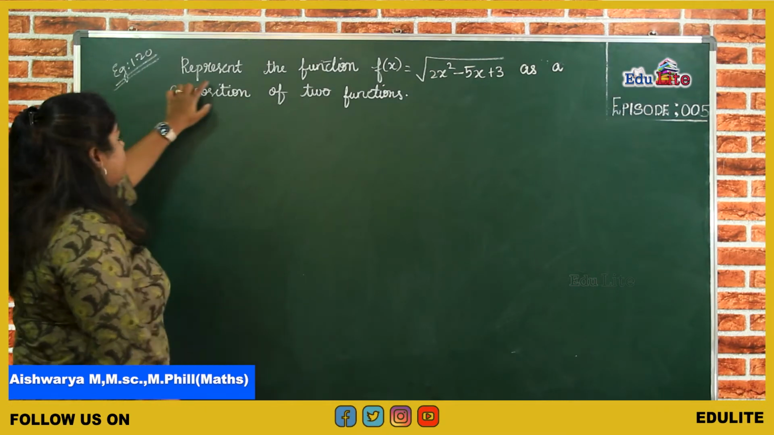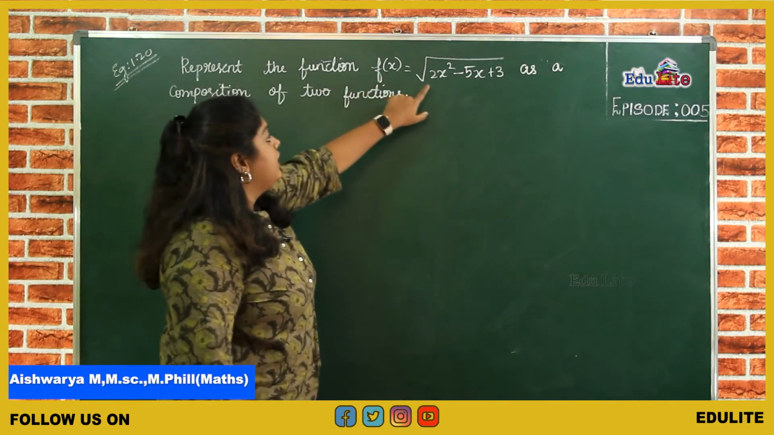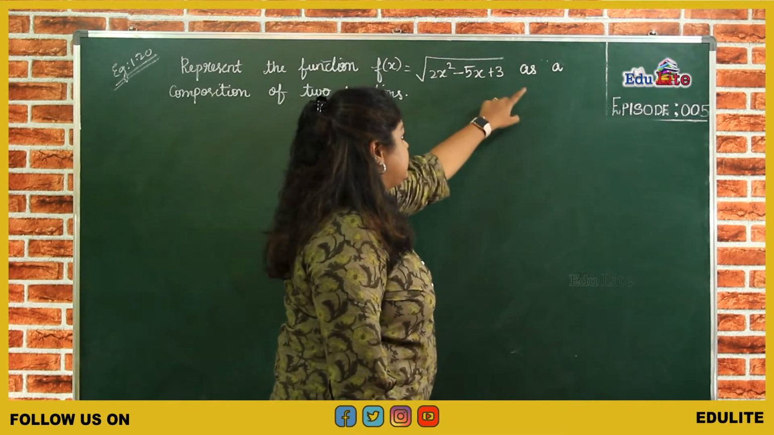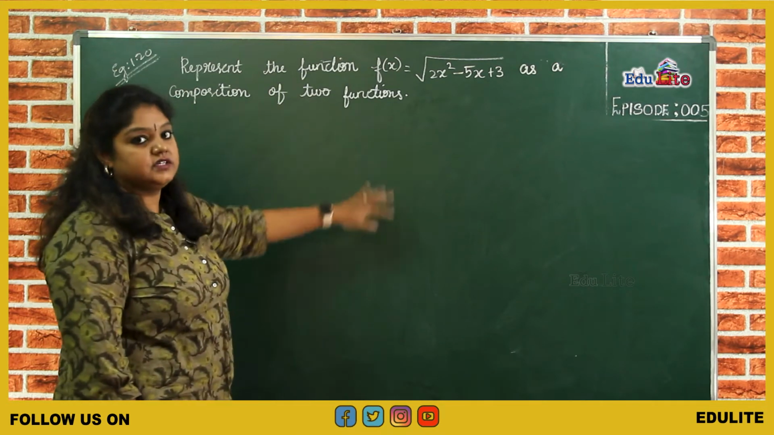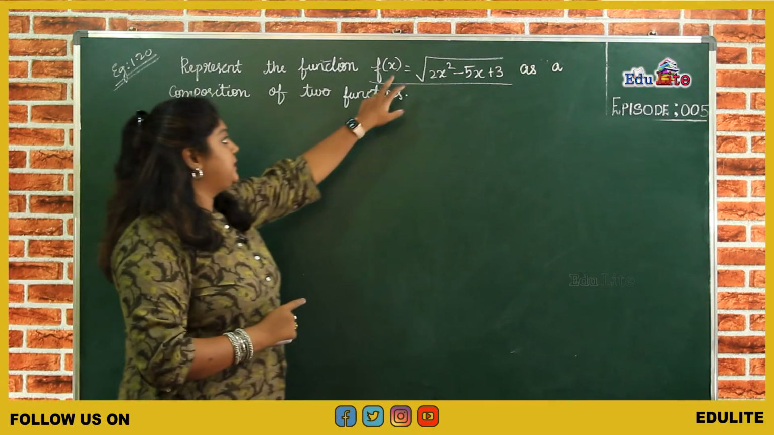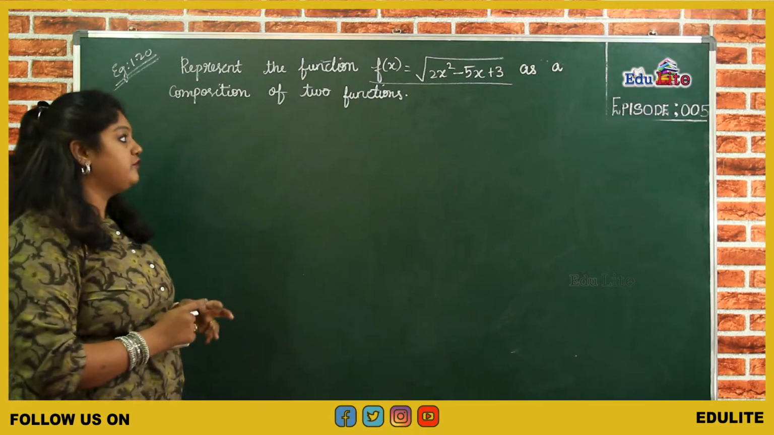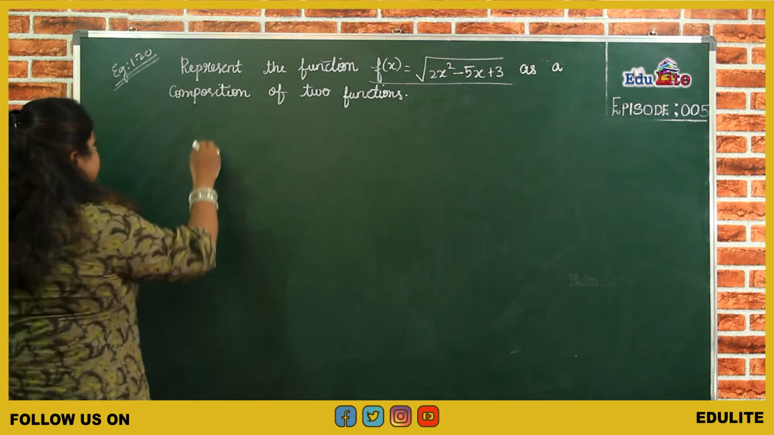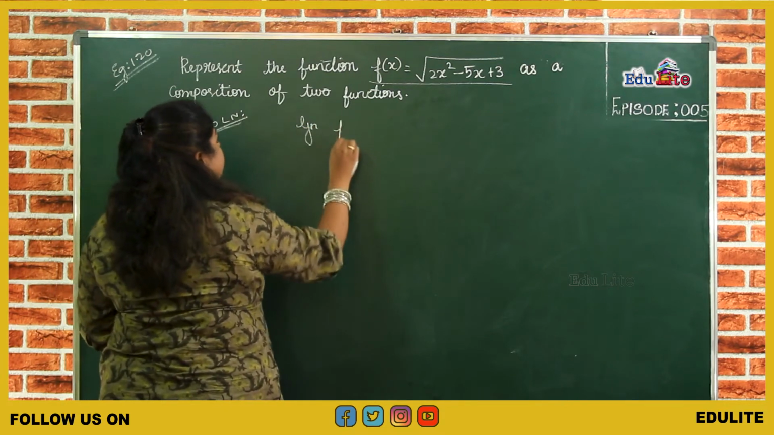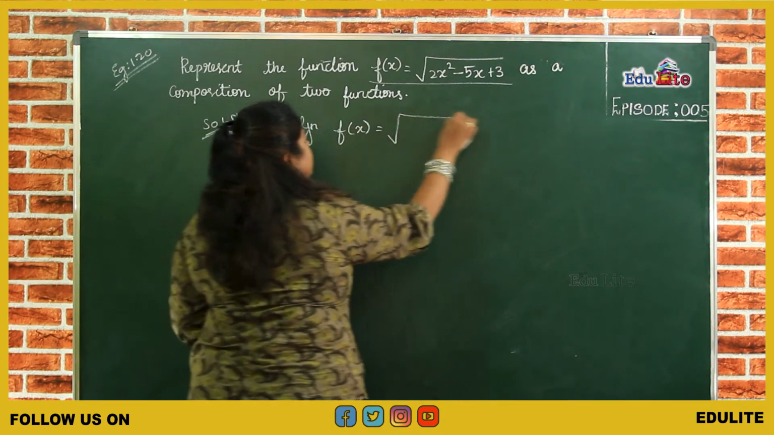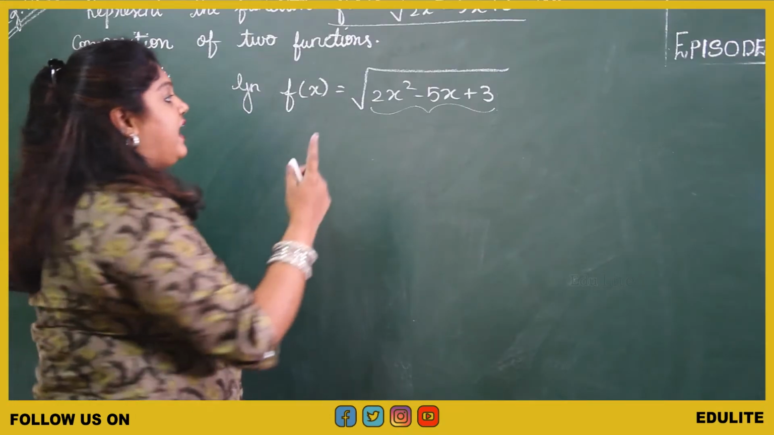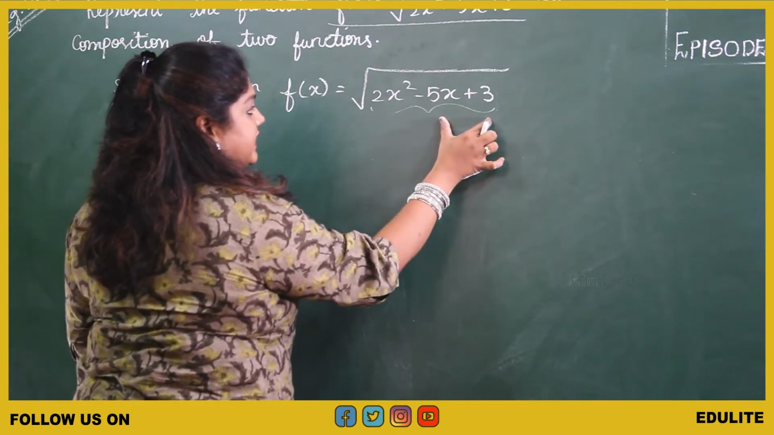Next problem is, represent the function f of x equals square root of 2x square minus 5x plus 3 as a composition of two functions. We are given f of x as a function. We have to express this as a composite of two functions. We will see how to do that. Given f of x is equal to square root of 2x square minus 5x plus 3, the value within the square root we will represent as a function.